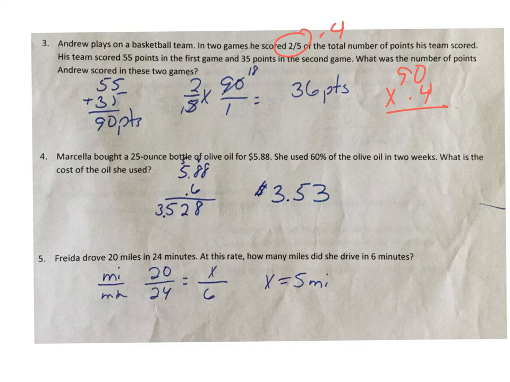Number 5, you set up a proportion, miles and minutes. So miles and minutes, 20 miles and 24 minutes. At this rate, how many miles, meaning your question, can you go in 6 minutes? So the 6 has to be below by the 24. Divide by 4 to get 6. Divide by 4 to get the 5 miles.